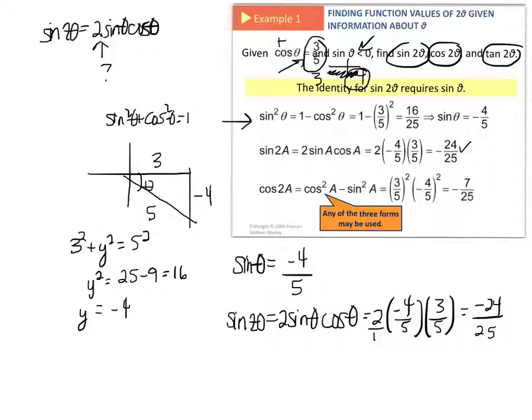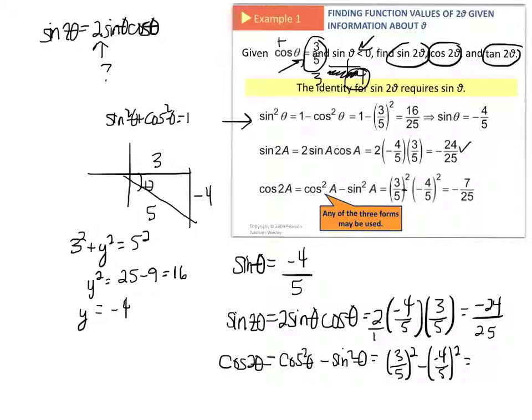Alright, and then we can find, which you see what they got right up here. Yay. And we get cosine of 2 theta, which is equal to cosine squared theta plus, or sorry, minus sine squared theta, which is going to be equal to cosine squared, so 3/5 squared, minus sine, so negative 4/5 squared, which is equal to, and there's actually a little typo up here, it's supposed to be a minus in there.